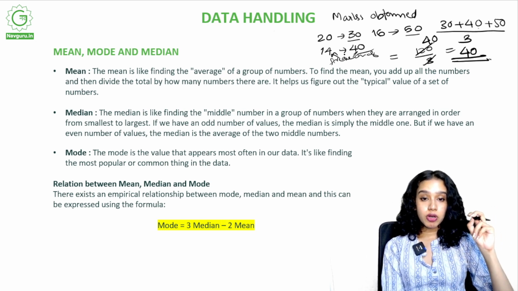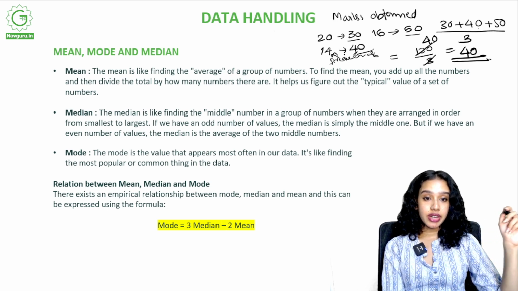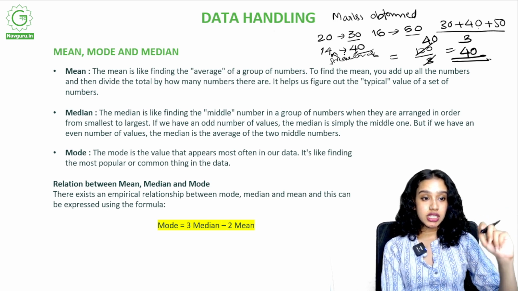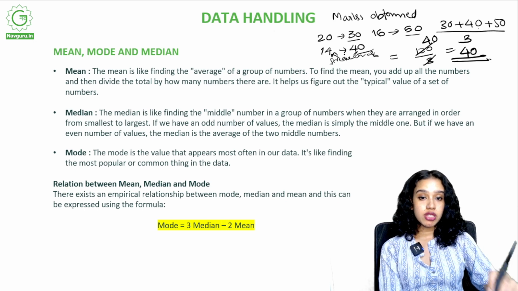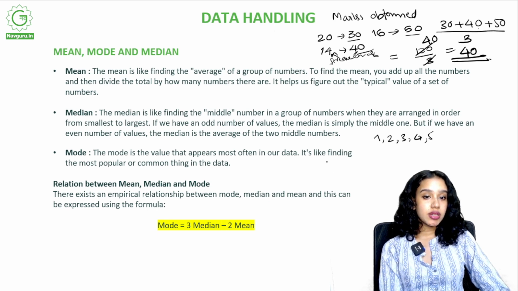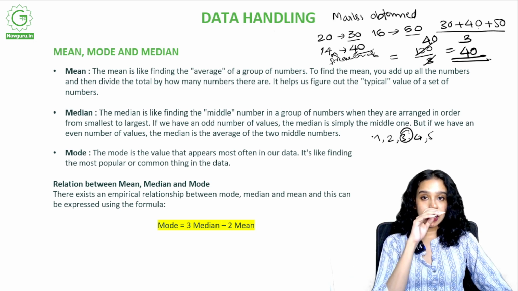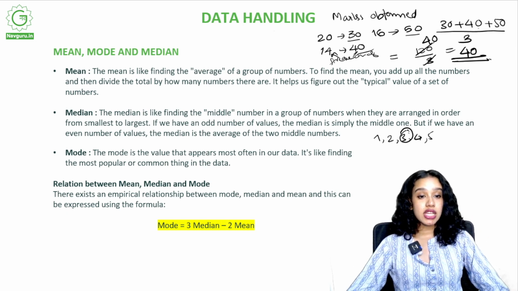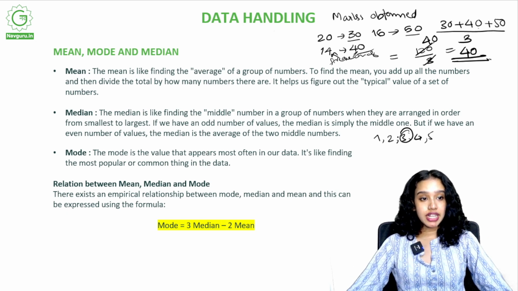Now when we talk about median, median is finding the middle number in a group of numbers when they are arranged in order from the smallest to the largest. So if we have numbers like 1, 2, 3, 4, 5, right? Which is the middle number? 3 is the middle number. So it's very easy to find 3 because it's an odd count. We could actually pick out a number in the middle, right?